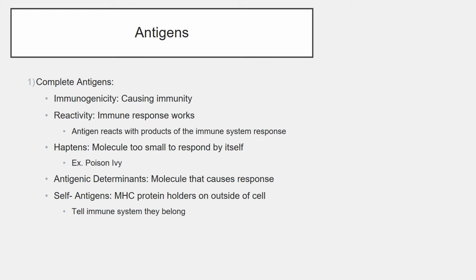Complete antigens are antigens that actually work. There are two characteristics: immunogenicity, that's causing the immunity, and reactivity, that is the immune response working. The antigen reacts with the products of the immune system response. Haptens are molecules that are too small to respond by themselves, for example poison ivy. Antigenic determinants are molecules that cause the response. Self-antigens are MHC protein holders on the outside of the cell, and they tell the immune system where they belong.